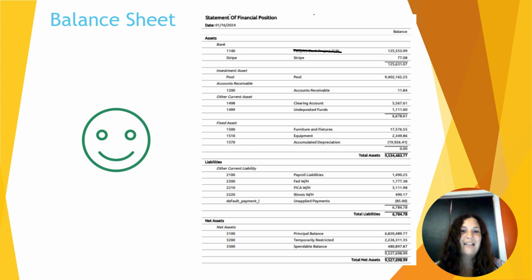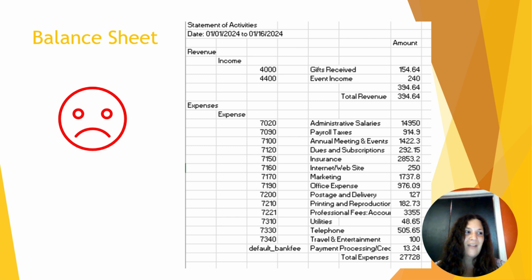The next slide is actually a statement of activities, and that's like the revenue versus expenses. That is a thumbs down. That's not what we're looking for.